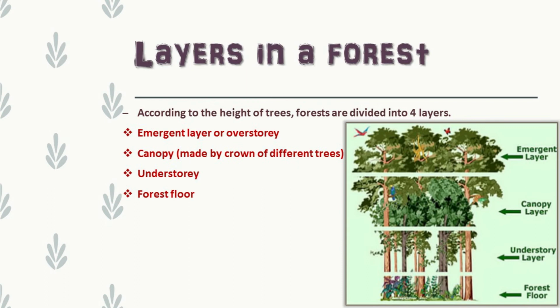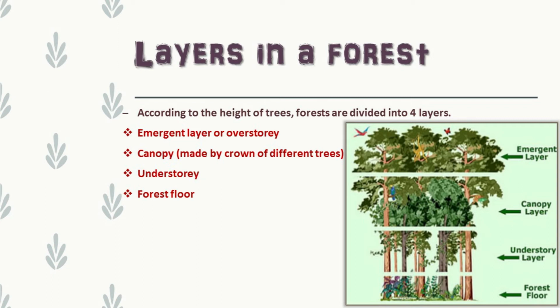Now further about different layers in a forest. According to the height of the trees, forests are divided into 4 different layers, that are emergent layer, canopy, understory, and forest floor. First of all, emergent layer. This layer is made by the tallest trees of about 200 feet above the forest floor. These are broad-leaved. Generally, kapok and the Brazil nut are the common trees of this layer. Mostly eagles, monkeys, bats and butterflies are found in this layer.